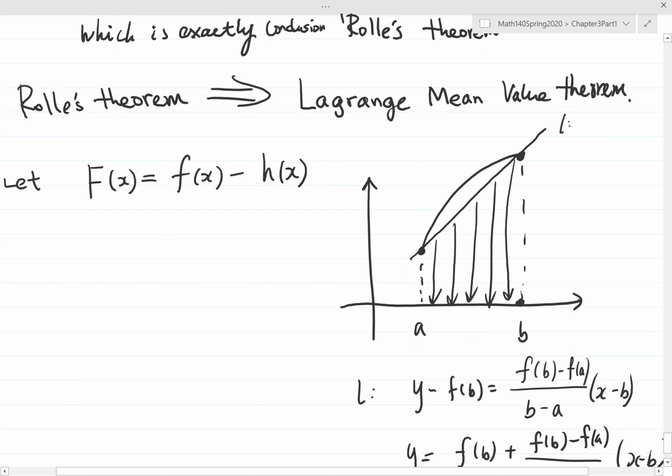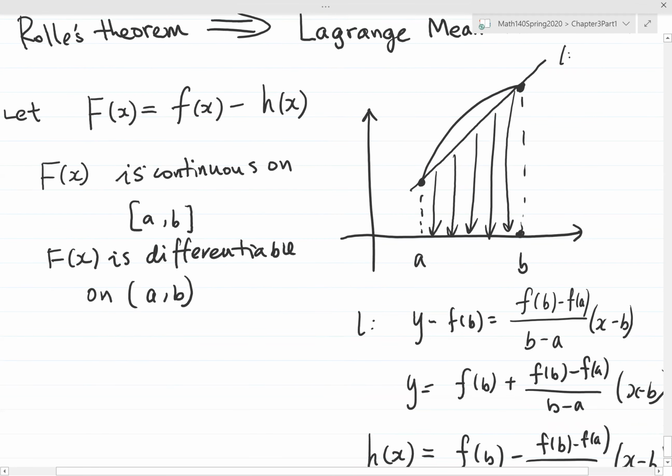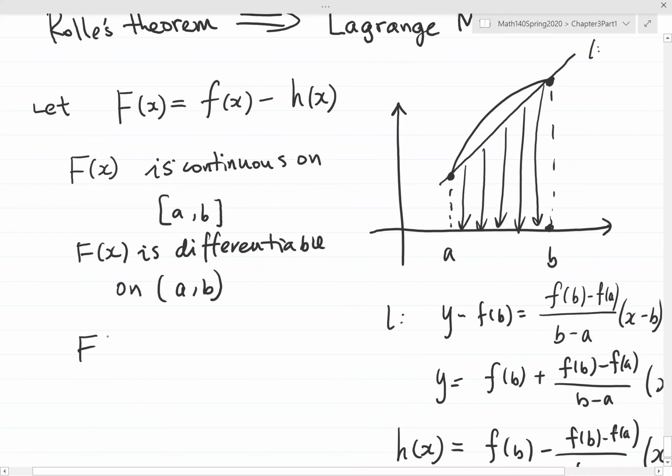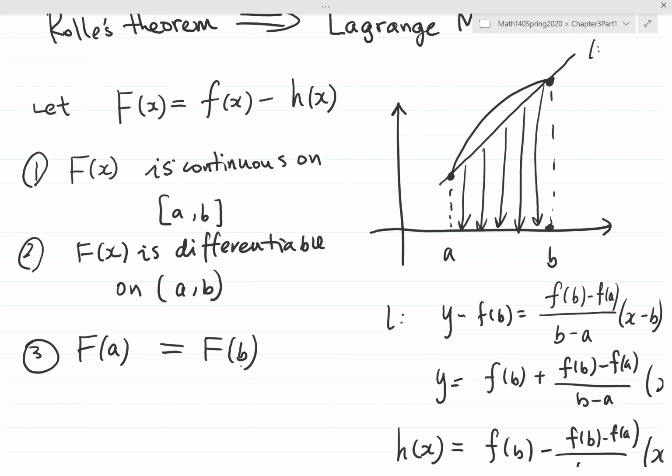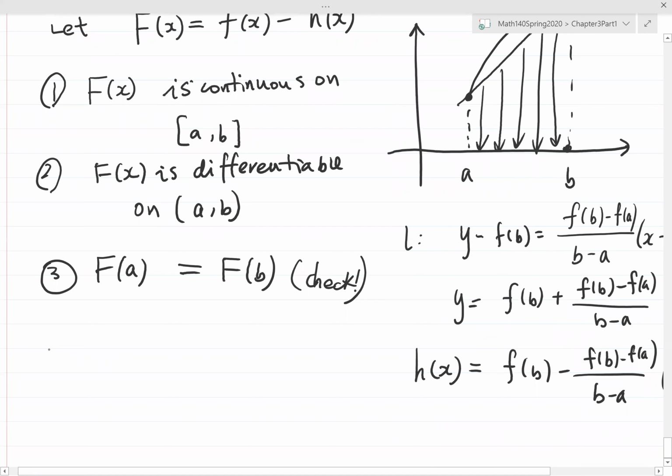Again, the height function is a polynomial, so it's differentiable everywhere and continuous everywhere. So this capital F satisfies condition 1: it is continuous on the closed interval [a, b]. Condition 2: F(x) is differentiable on the open interval (a, b). And of course we should have condition 3: capital F(a) equals capital F(b). The reason is we already subtracted the height such that F(a) equals F(b). The two endpoints have the same height by our subtracting. Then we can check this and apply Rolle's theorem.